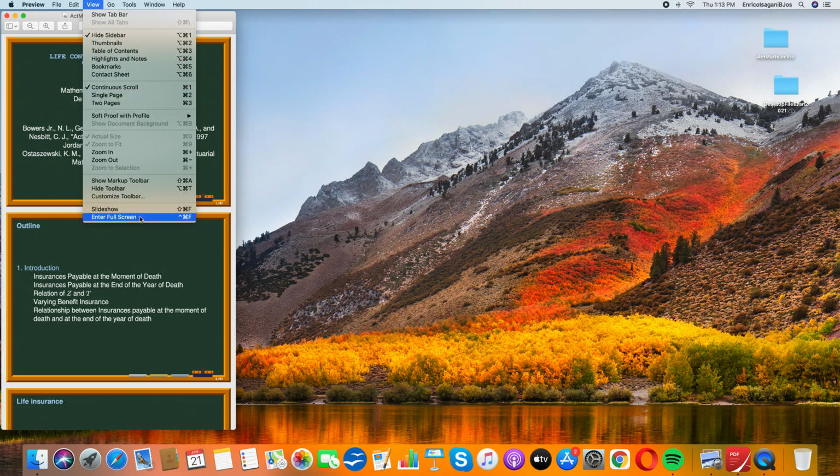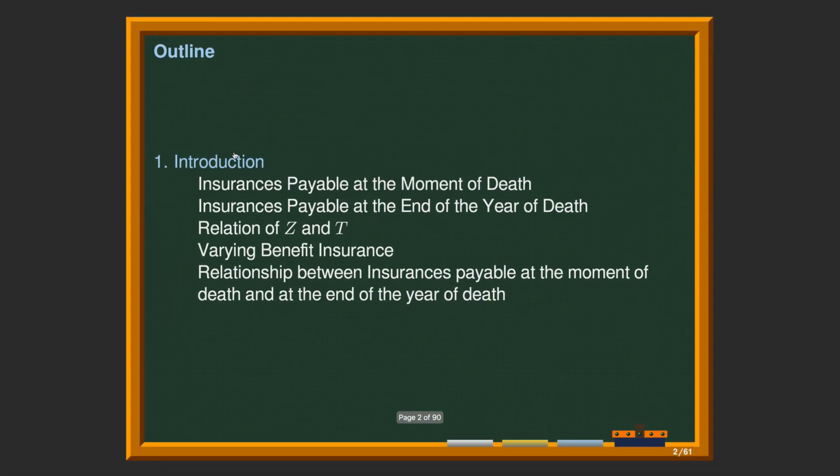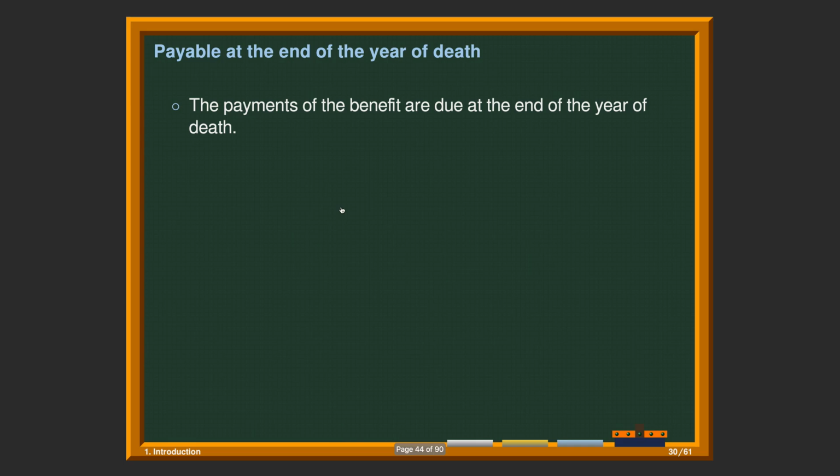So we will continue with the lecture on Chapter 2. This is the third lecture for Chapter 2. We will be discussing the section on insurances payable at the moment of death and the relationship of Z and T with respect to their PDF and CDF.